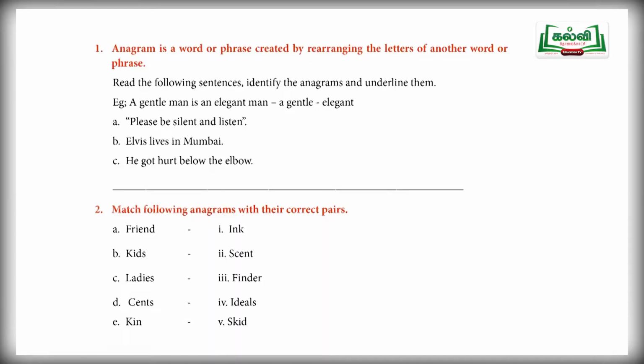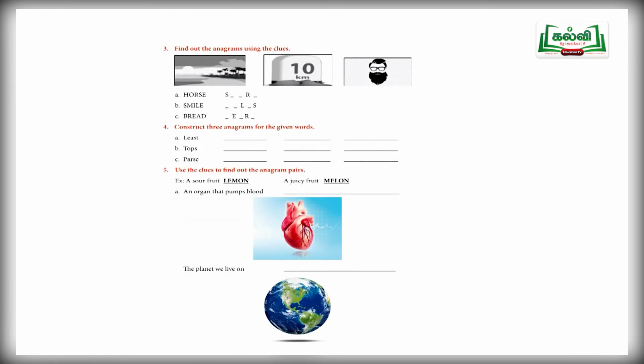On the left-hand side they have given some anagrams. We have to match the anagrams with the words on the right-hand side. Can you do it? Okay, children. Let's see the answers. Friend, finder; kids, skit; ladies, idols; sense, scent; kin, ink. Now let's see the third exercise.